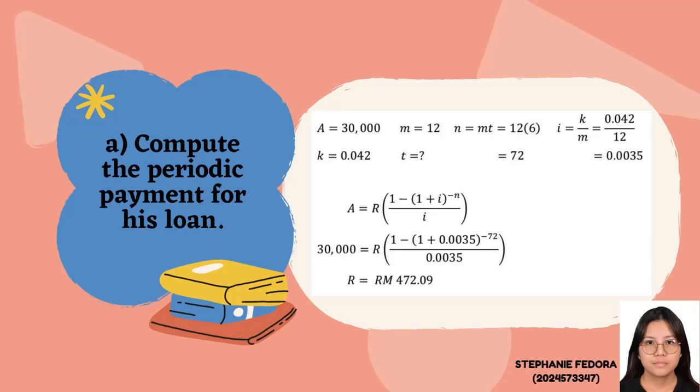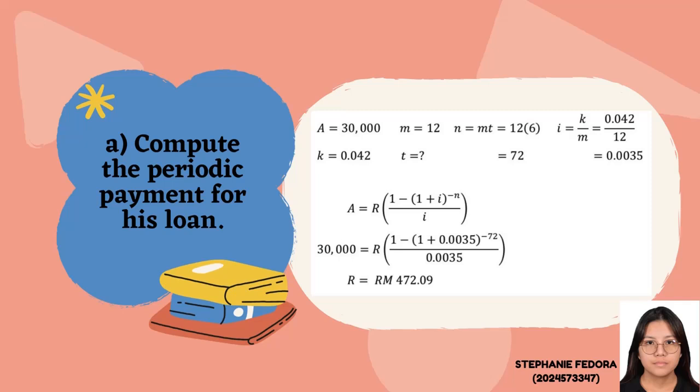So we find that the present value of an annuity, which is A, equals 30,000. And K is 0.042 and M is 12. And the term of investment, which is N equal to MT, is 12 times 6 equals 72. And the interest rate per interest period, which is I equal to K over M, is 0.042 over 12, which totals to 0.0035.